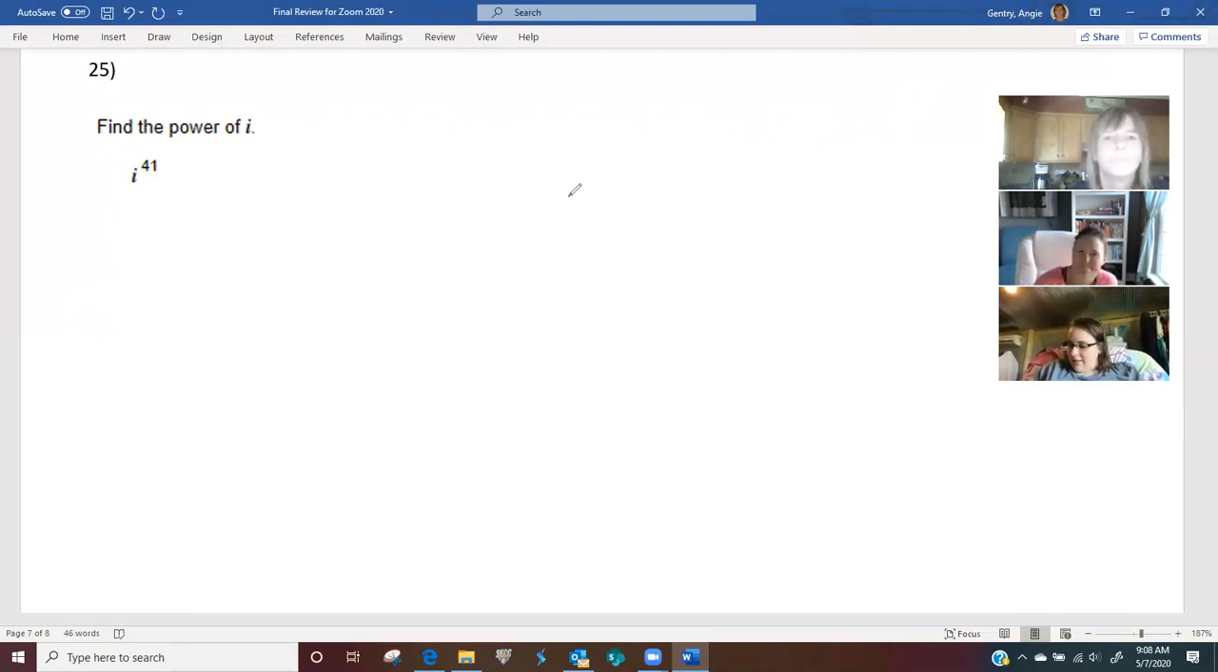So the power of i to the 4th is my golden child, 1. Yes? So if I can make something into i to the fourth, I can simplify it really easily. And then I look at what's left over.